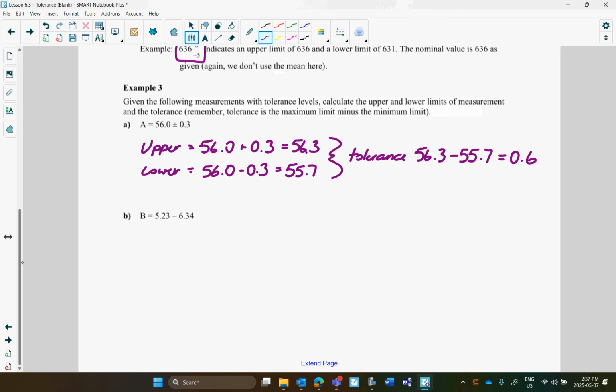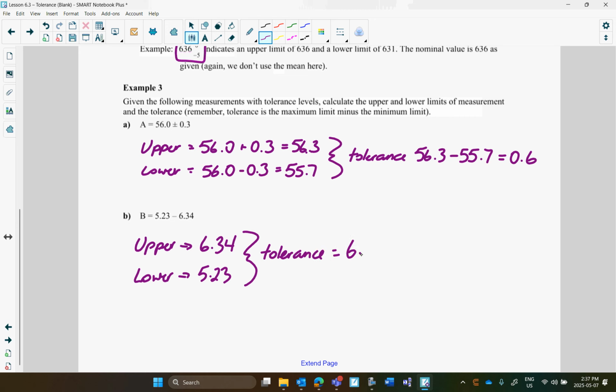B is pretty easy because you're given the upper and lower. This is the first type of notation. So the upper is 6.34. The lower is 5.23. So the tolerance is upper minus lower, which would be what, 1.11? Yeah, 1.11.